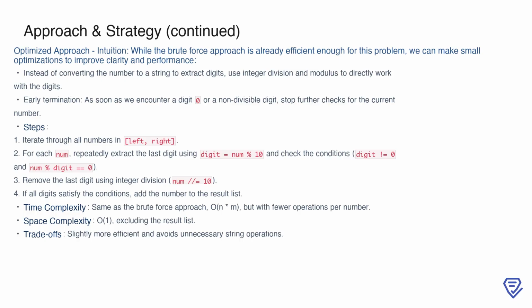Additionally, we can terminate the process for a number early if we encounter a zero digit or any digit that doesn't divide the number evenly. This avoids unnecessary checks once we've determined that the number cannot be self-dividing.